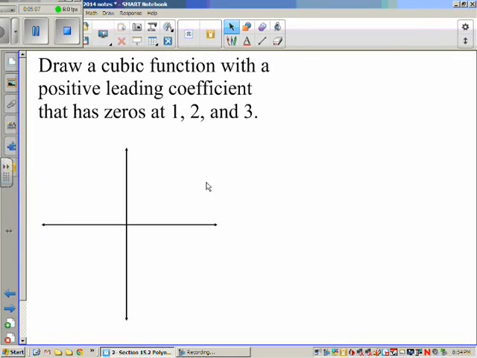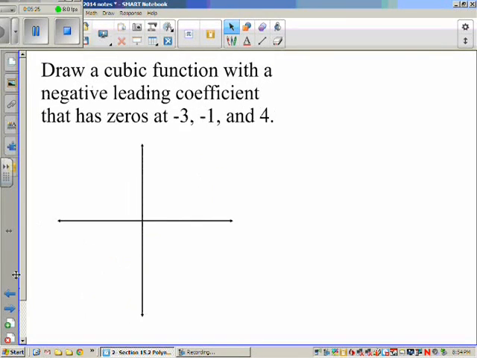We're going to want to plot the points 1, 2, and 3 on the x-axis and then do some squiggles. So in this case, cubic function, positive leading coefficient looks like it increases from left to right in general, and it crosses at, I'm going to call these points 1, 2, and 3 for x. Why don't you give this one a try on your own and then hit play.